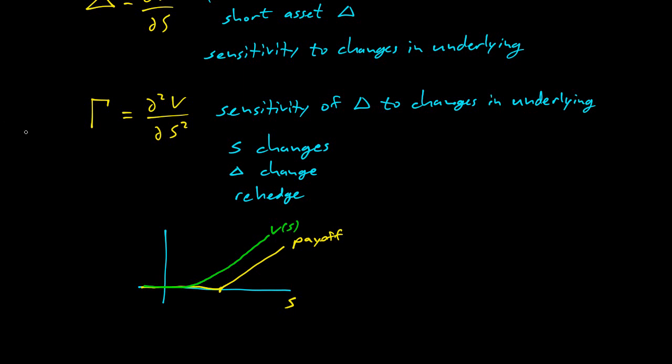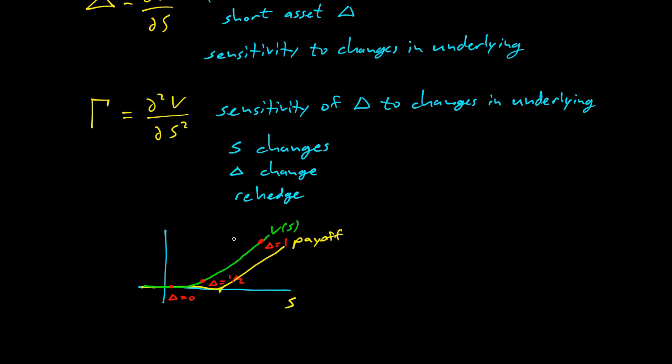If we look at a specific point, up here, what's delta? Delta equals 1. Down here, delta is about 0. And around here, maybe delta equals 1/2. And so this is how much stock we have to short to hedge changes in the option price. So this is the option as a function of the asset price.